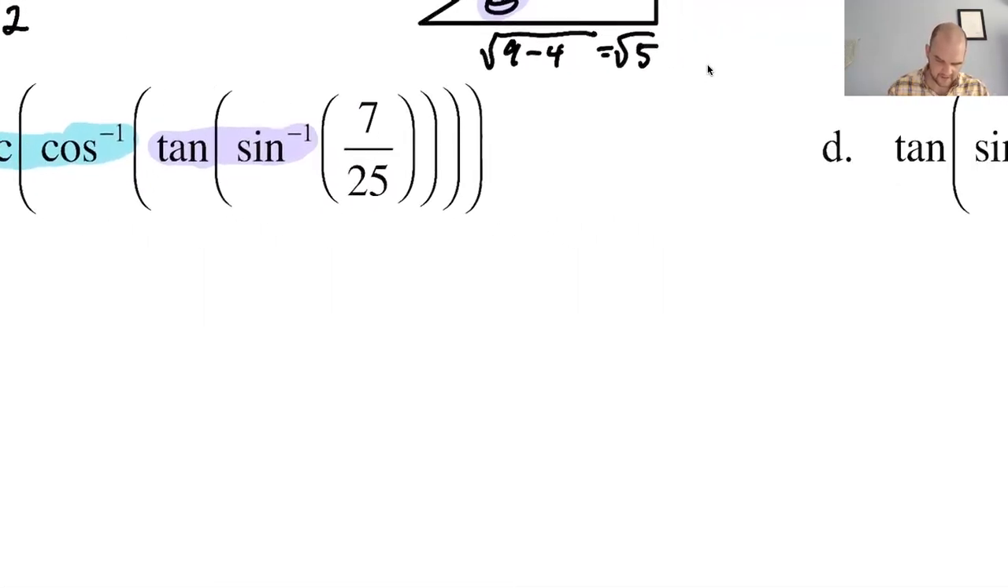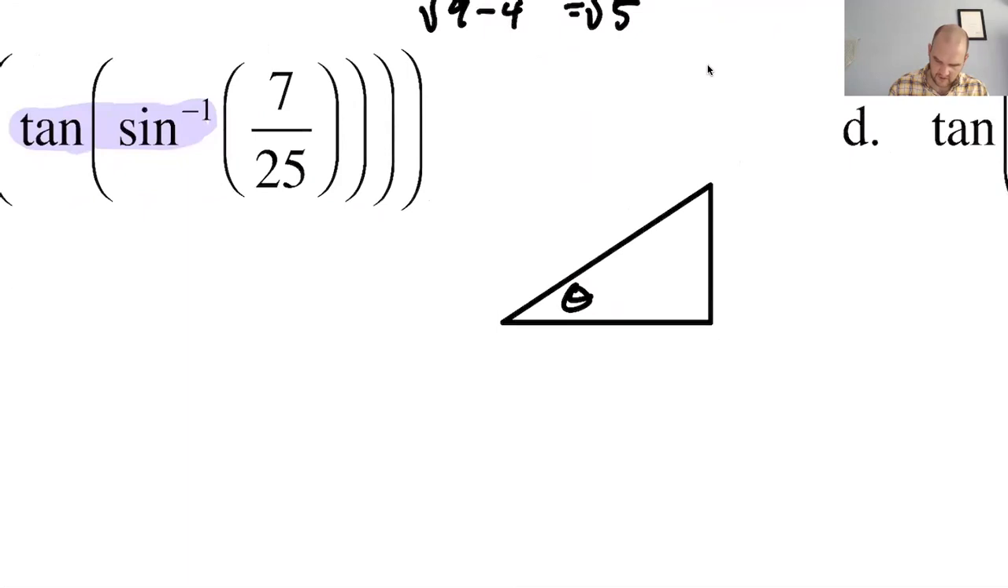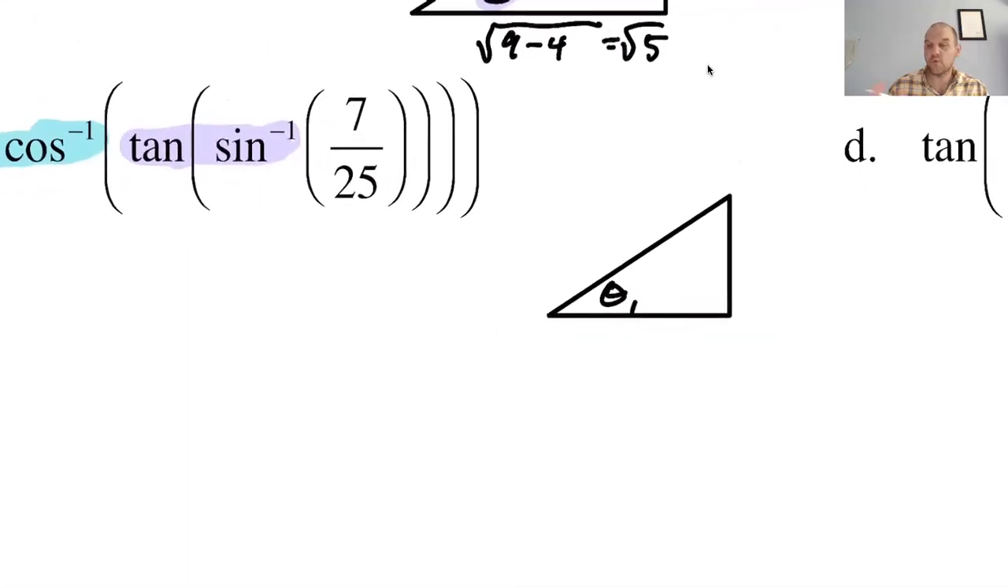So I know that I'm going to draw a triangle, and for that triangle, there's going to be an angle theta. This is more like the work that I end up doing. I'm going to call it theta sub 1, I guess. We're never going to know what theta is. That's the weirdest part. We have no idea. I just know that the sine of theta is 7 over 25, which means the missing side is 24. 7, 24, 25, famous right triangle.